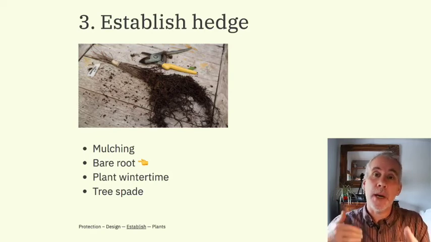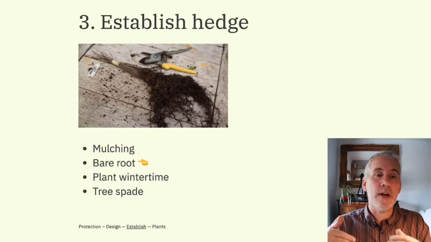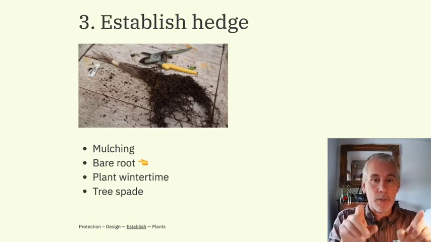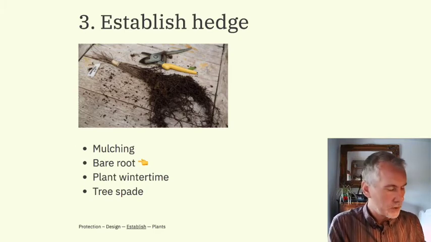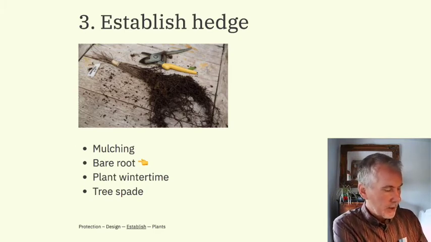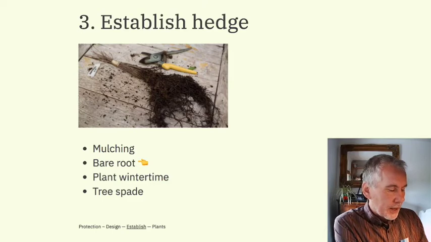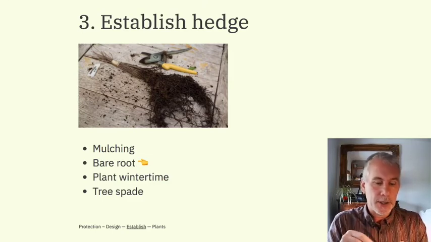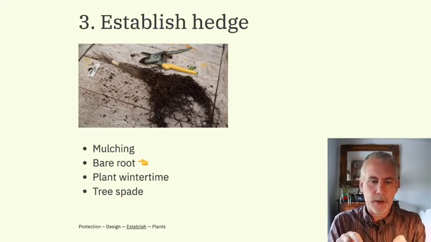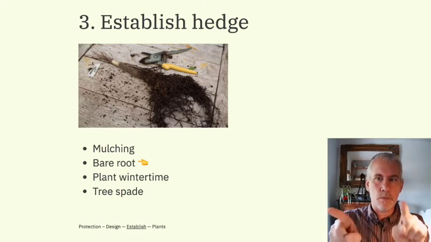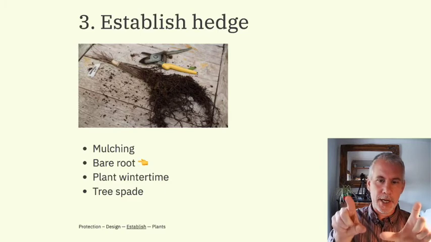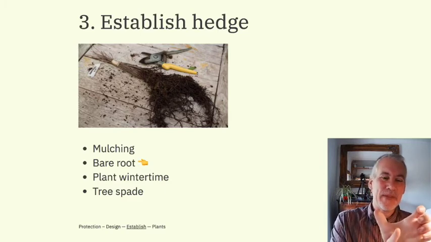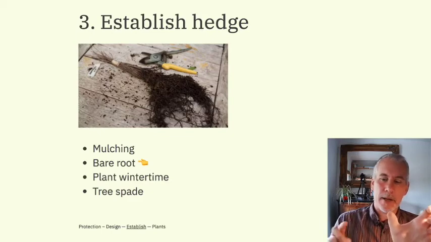And then if you're having a double hedge, which I always recommend if you've got the space, you'd be much better with a double hedge, because you're going to get more protection, particularly if it's a deciduous hedge. So you've got one row like that, and then you just alternate on the other row. So you've got the second row here, and then plant this way.